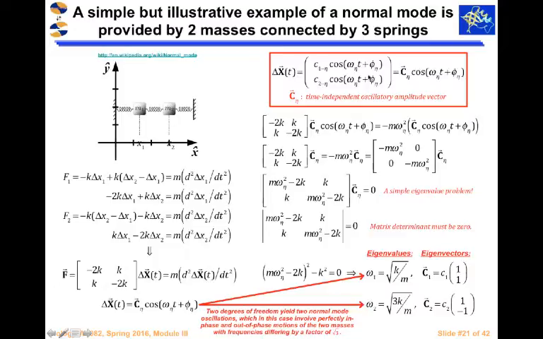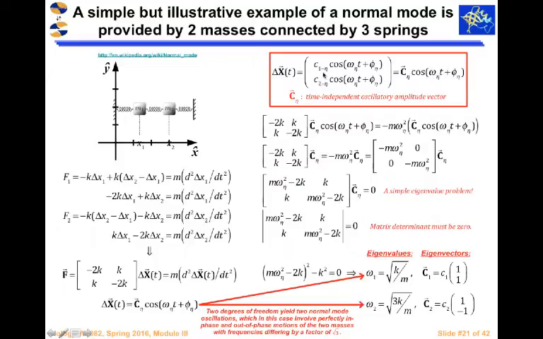And so C1 is the amplitude coefficient for mass 1. C2 is the amplitude coefficient for mass 2. What this says is that both mass 1 and mass 2 will oscillate with the same frequency. The amplitude of oscillation can be different. C1 might be larger than C2 or might be the same. C1 could be positive and C2 could be negative.